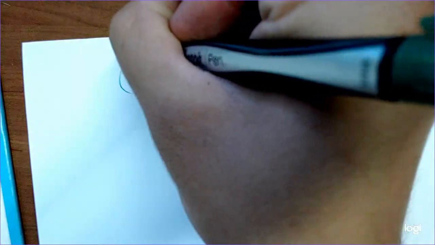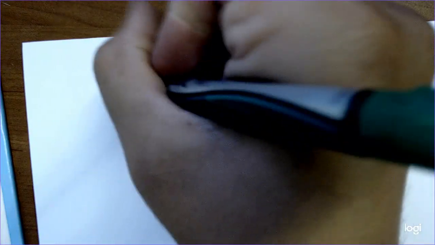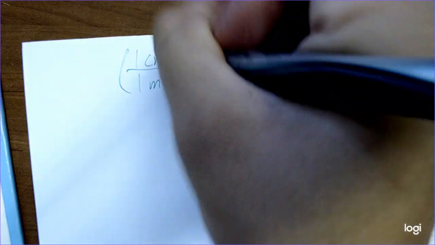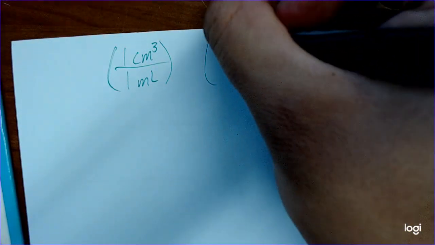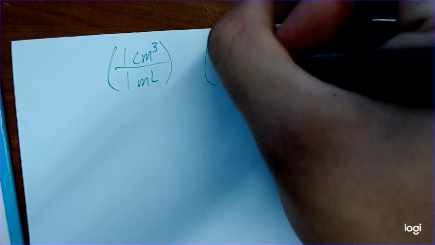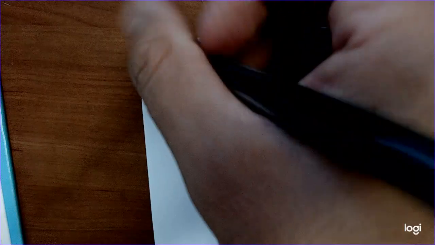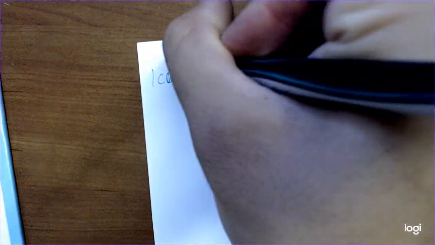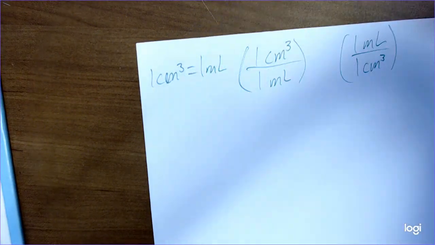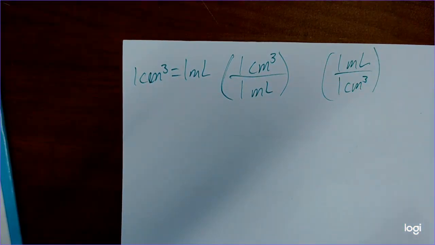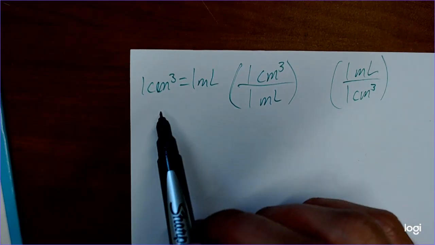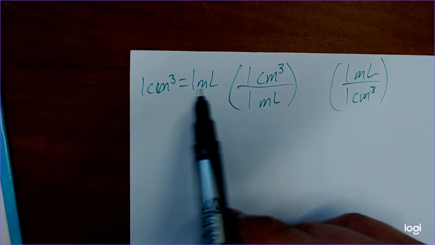It's going to be 1 centimeter cubed is equal to 1 milliliter, right? And vice versa. It could be 1 milliliter is equal to 1 centimeter cubed. Now up here I'm writing it as a unit multiplier. If we were to write it logically, it would be that 1 centimeter cubed is equal to 1 milliliter. If you remember, a centimeter cubed is a measurement of volume, and liters are a measurement of liquid volume. And in the metric system, if you have 1 centimeter cubed, that's the same as having 1 milliliter.